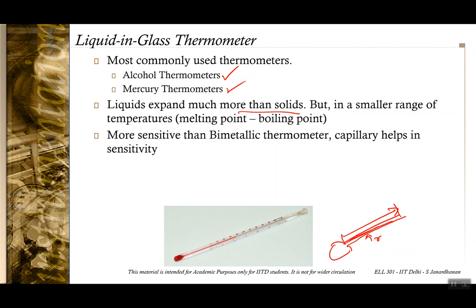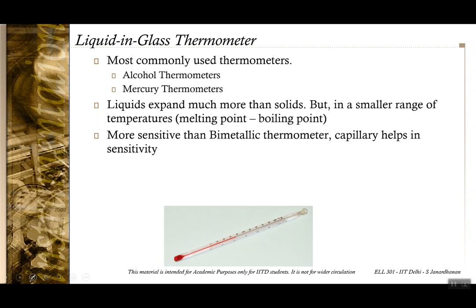However, we have seen that metals remain solid over a very large range, so the bimetallic thermometer can measure up to 500 degrees centigrade, because the metals remain solid up to 500 degrees centigrade. In case of liquids, the material is going to be liquid only between its melting point and boiling point. So they have a very small range of temperature measurement also. That is the disadvantage of the liquid in glass thermometer: compared to other thermometers, the range is smaller. However, sensitivity can be made large.